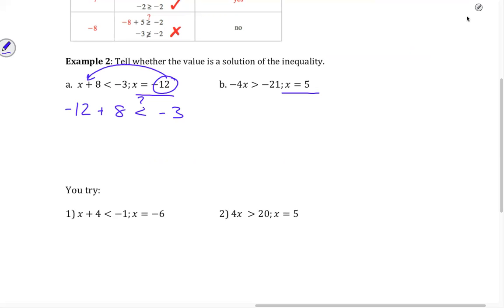Now I'm going to answer. Negative 12 plus 8 is negative 4. That is, in fact, less than. Notice negative 4 is less than negative 3. So I would write x equals negative 12 is a solution.